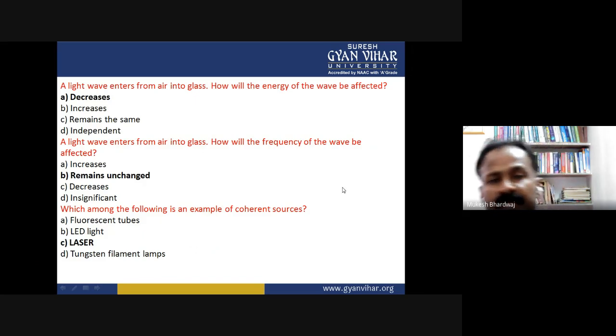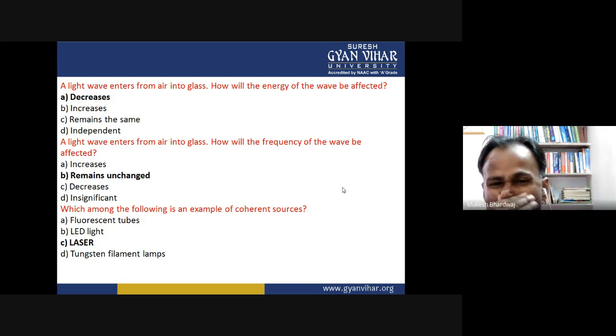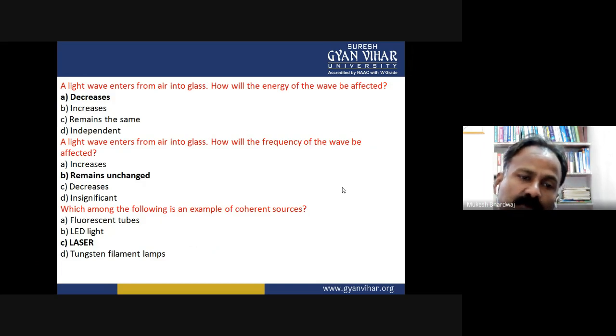A light wave enters from air into glass. How will the energy of the wave be affected? The energy of the wave decreases. How will the frequency of the wave be affected? It remains unchanged. Which among the following is an example of a coherent source? Fluorescent tube, LED light, lasers, tungsten filament lamps. So laser is the example of a coherent source. So these are some questions related to the wave nature of light.